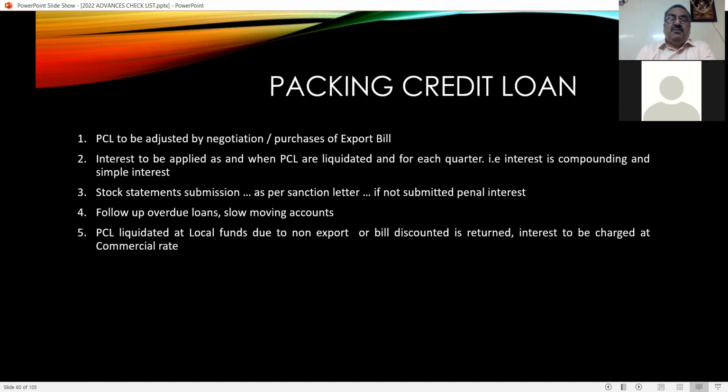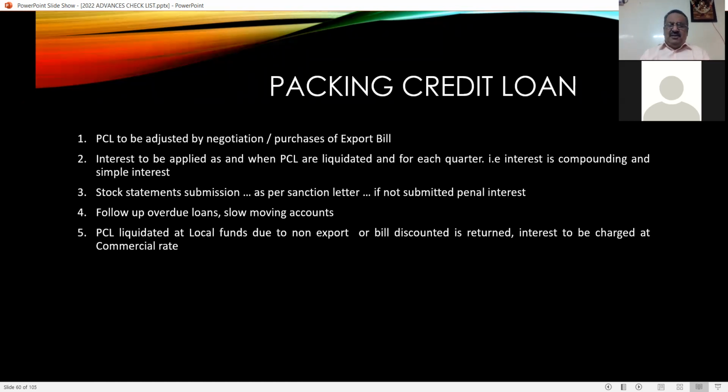So how is it possible? That means PCL is sanctioned by the branch to the customer, and the customer has not exported the goods. So automatically, when you sanction the PCL, packing credit loan, they will be getting some concession from the bank for the exports.